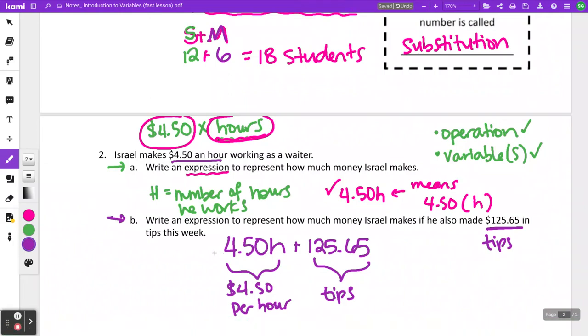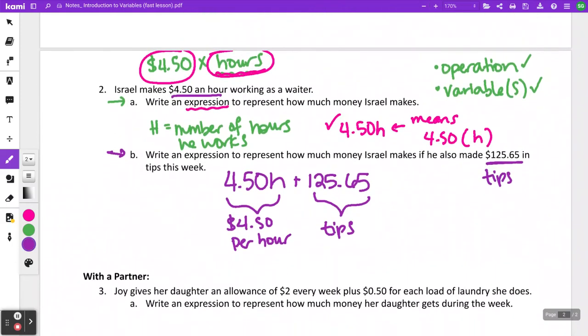So a lot of times in pre-algebra, and especially in algebra, when we're writing these expressions, it might include more than one operation. I like this example here because it's including multiplication with that $4.50 per hour, and it also includes addition with the tips.